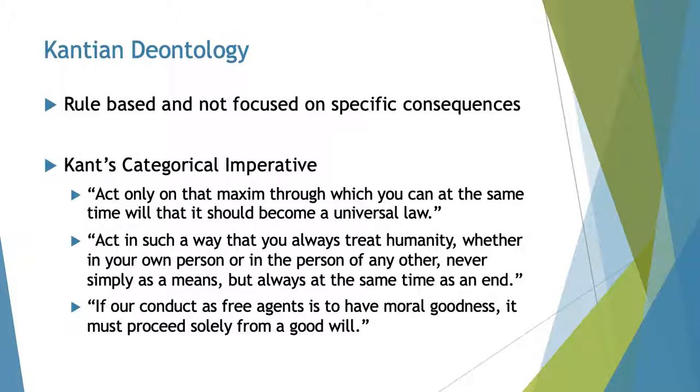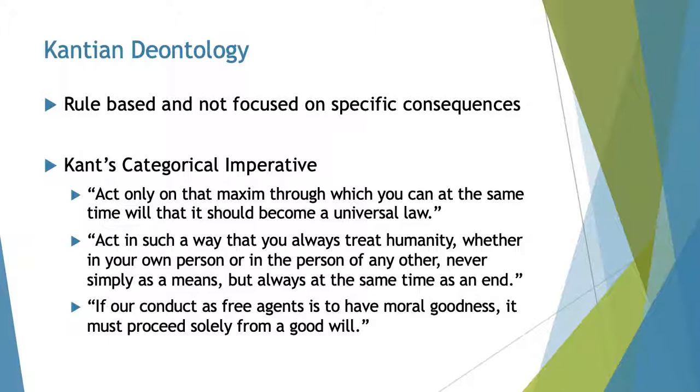So the first rule is act on that maxim through which you can at the same time will it to become a universal law. So Kant has a really confusing way of speaking. But what he means here is that work towards universality. What he's saying is that in order for something to be ethical, we need to be able to say, this is not only the right decision for me, this would be the right decision for any other rational person in the world. So it tries to get past cultural bias, right?